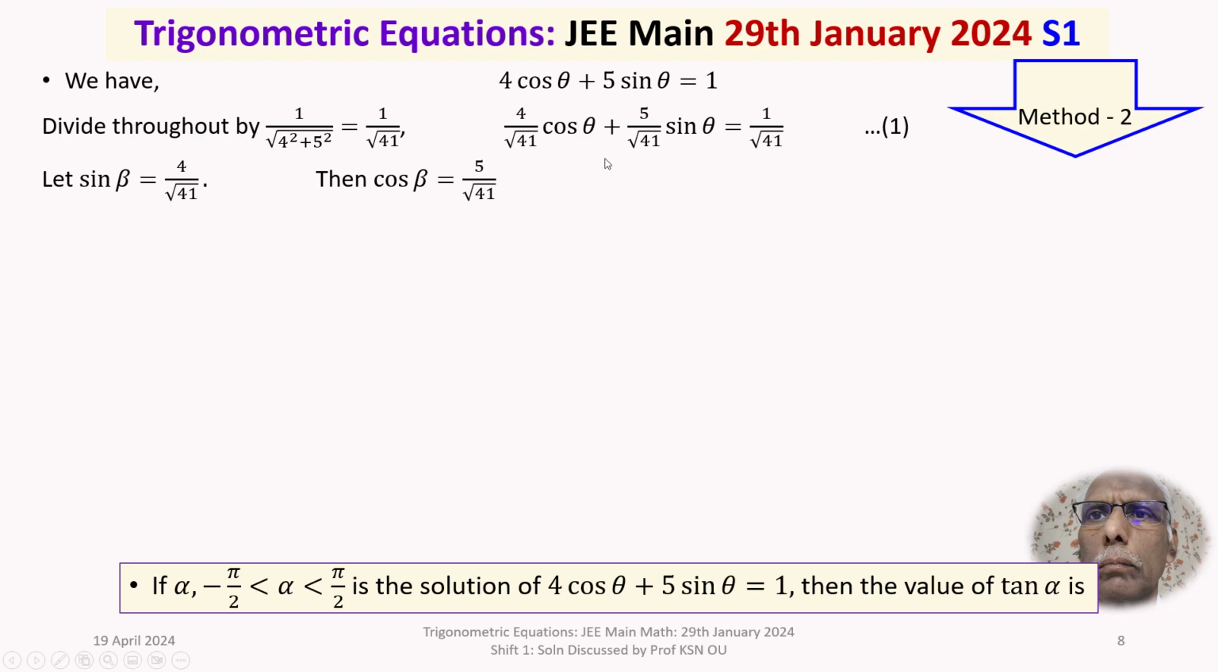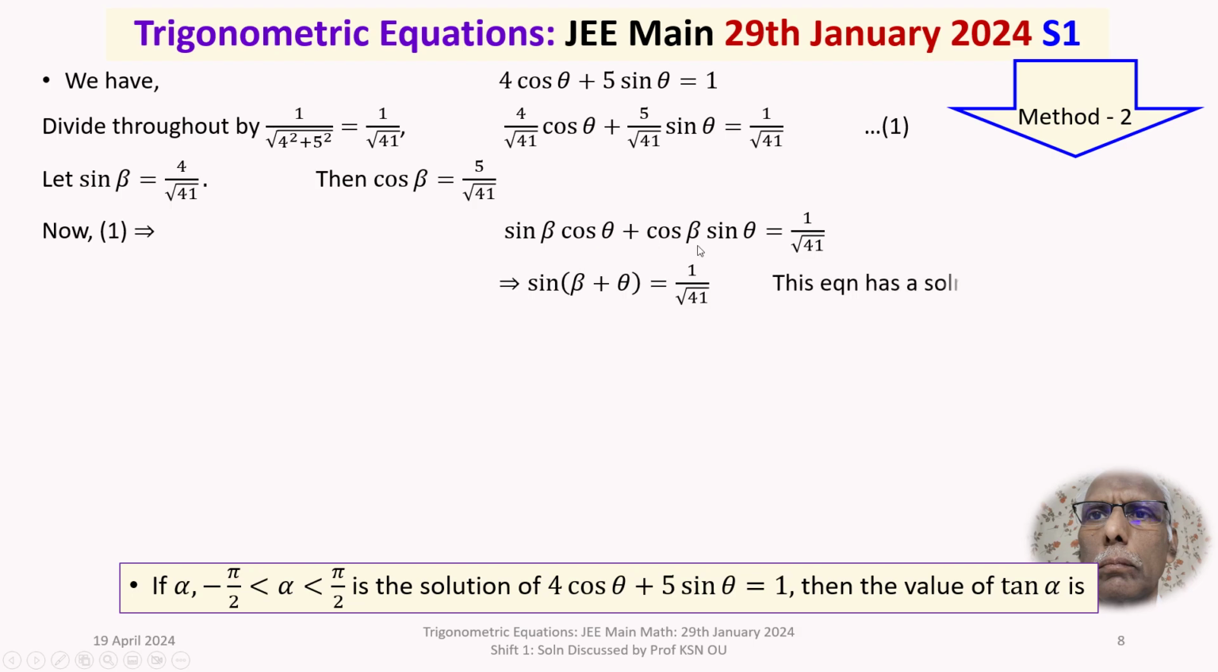So the above equation now becomes sin beta cos theta plus cos beta sin theta is equal to 1 by root 41. Is this equation solvable for theta? Yes, it is. So this is sin of beta plus theta is equal to 1 by root 41. Is this equation solvable? Yes, because 1 by root 41 is less than 1, and it is sin of beta plus theta.